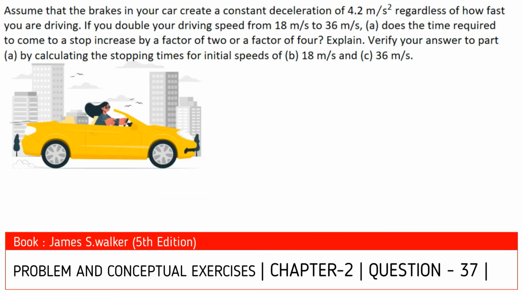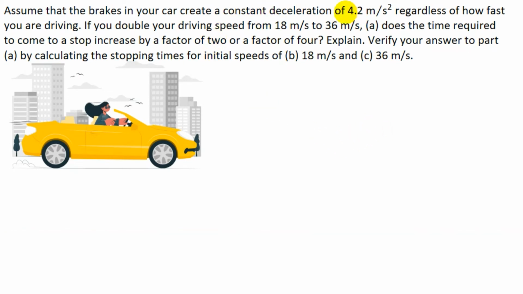Now you are driving a car at some speed, and the brakes in your car create a constant deceleration of 4.2 meters per second squared, regardless of how fast you are driving the car. Now suppose you double your driving speed from 18 meters per second to 36 meters per second. In the A part, we have to tell: does the time required to stop the car increase by a factor of 2 or by a factor of 4? So this is the A part. We're going to solve the A part first.